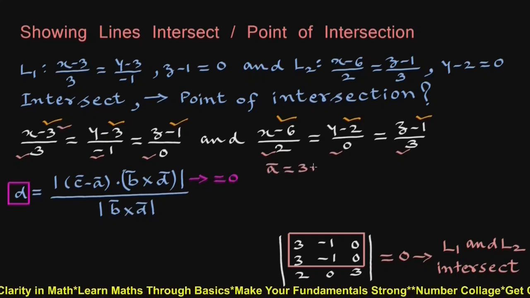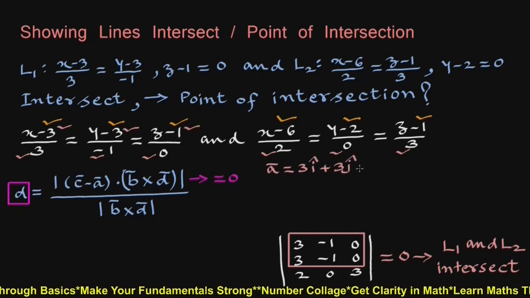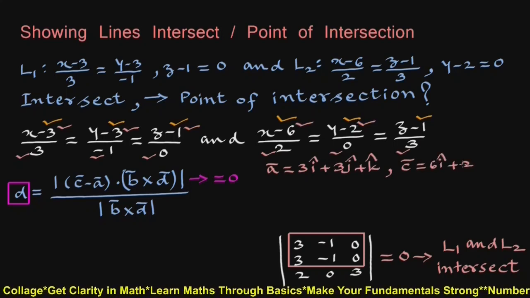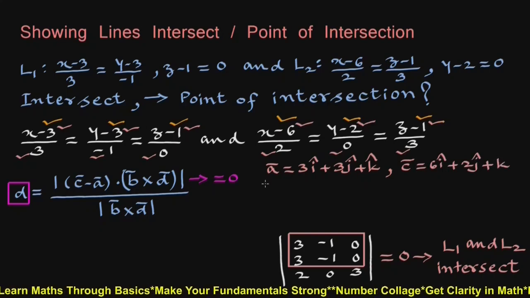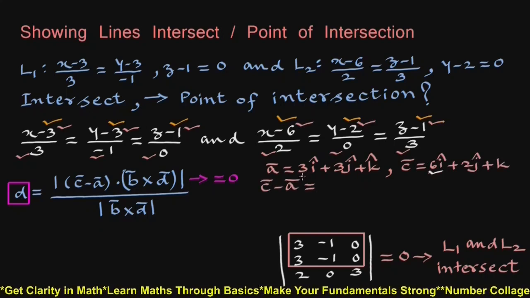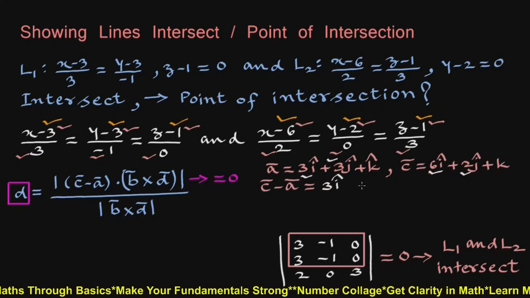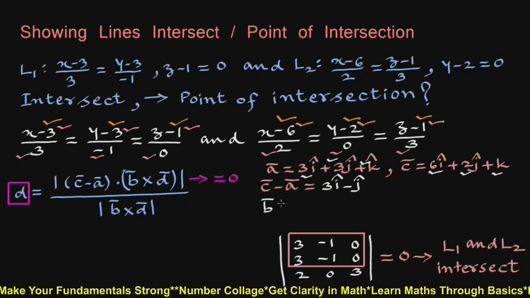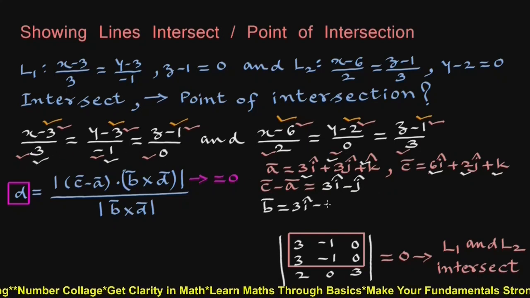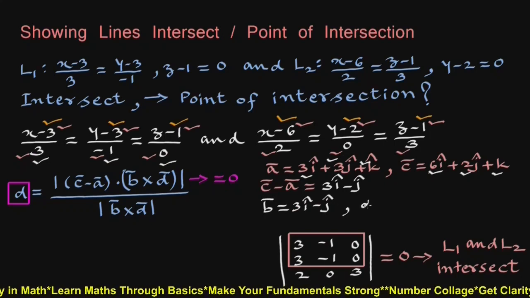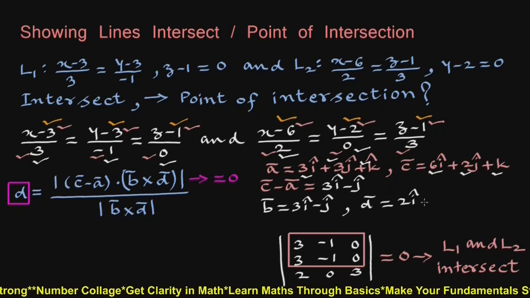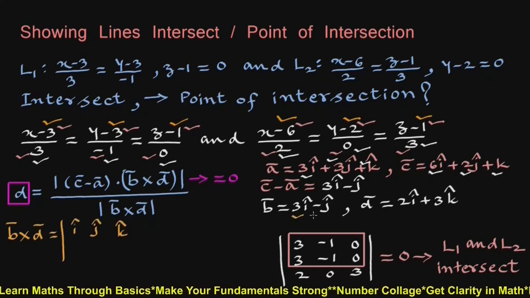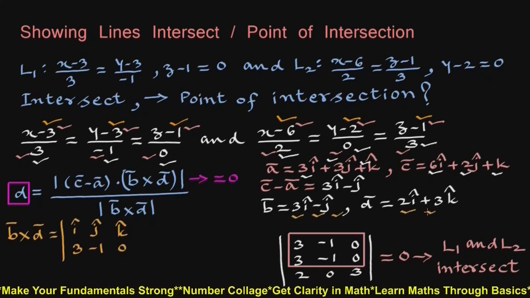So a is 3i + 3j + k, and c is 6i + 2j + k. So c − a will be (6 − 3)i + (2 − 3)j + (1 − 1)k, that is 3i − j + 0k. b is 3i − j + 0k, and d is 2i + 0j + 3k, and b cross d will be the determinant of 3, −1, 0 and 2, 0, 3.